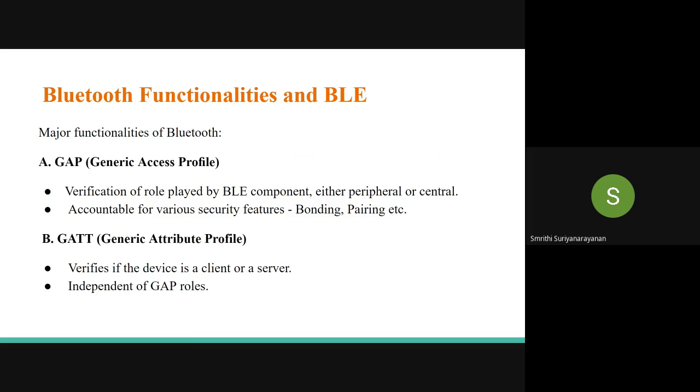A peripheral can either be a GATT client or a GATT server, and a central can be either a GATT client or a GATT server. Whereas a peripheral can also act as both a GATT client and a GATT server. Now we'll move on to the next slide.